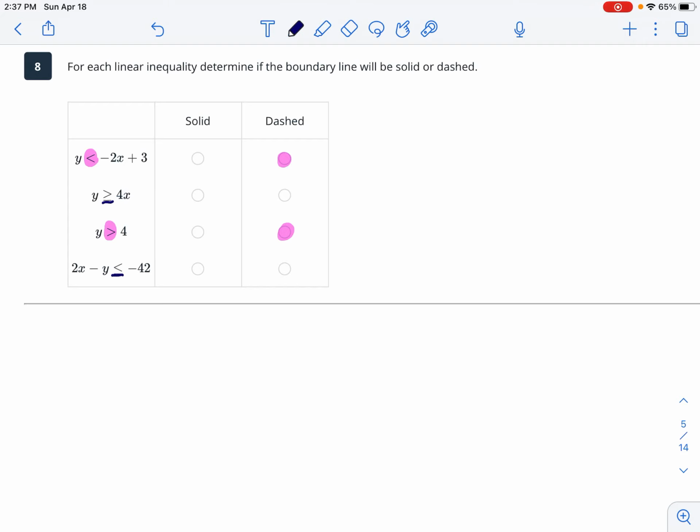If it has equal to, then make it a solid line, because those are options for solutions.